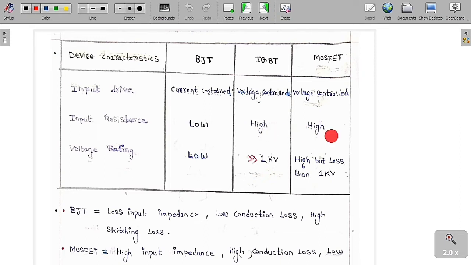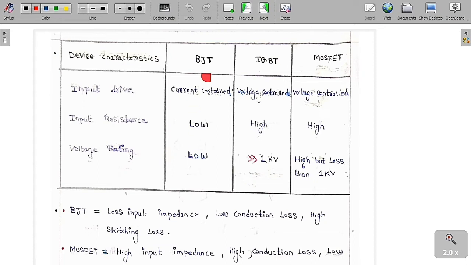So because of that, it is going to have the high input resistance, whereas the BJT is less. The voltage rating of BJT is very low, whereas IGBT is greater than 1 kV, high but less than 1 kV. Means the voltage rating of IGBT is very much higher than MOSFET and BJT.